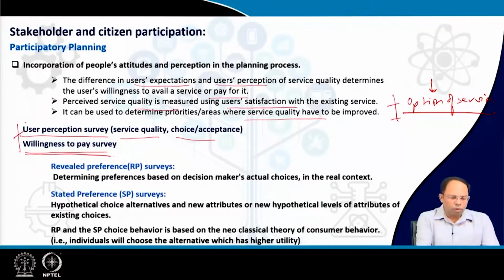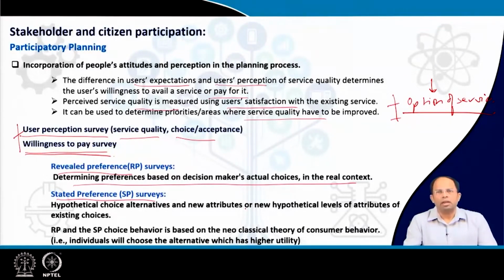Now, both these surveys could again be done in two ways. One is the revealed preference approach, we call them revealed preference surveys, and the other is the stated preference approach or the stated preference surveys. Now, what is the revealed preference approach? Revealed preference approach is determining preferences based on decision makers' actual choices in the real context.